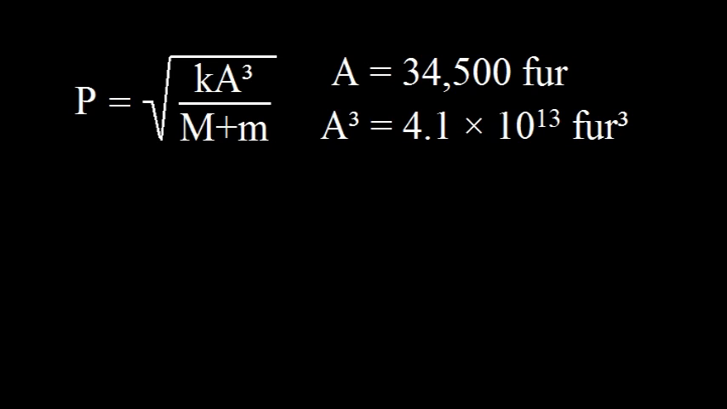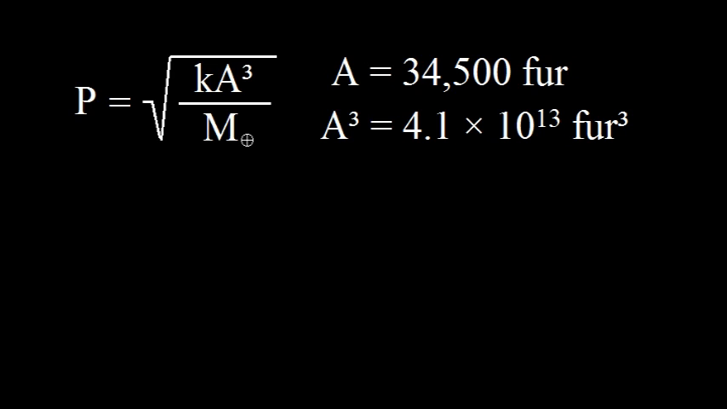Now the mass of the satellite, that lowercase m term in the denominator, if we were dealing with a big satellite like the Moon, we'd have to worry about it. But with a satellite as small as Sputnik 1, we can pretty much ignore it. The mass of the Earth plus the mass of that tiny little satellite is going to be just about the same as the mass of the Earth. This reduces the equation to just the square root of K a cubed over the mass of the Earth, which should be easier to work with.